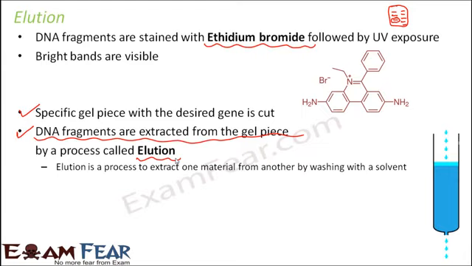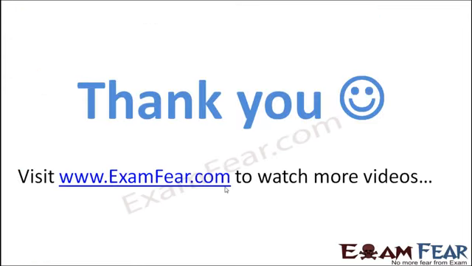So now what happened? The DNA fragments were separated and isolated, and now the next step is that this isolated DNA in its pure form needs to combine with the vector DNA to form recombinant DNA. So that is going to be our next step. So let us try to see how exactly the formation of recombinant DNA takes place.